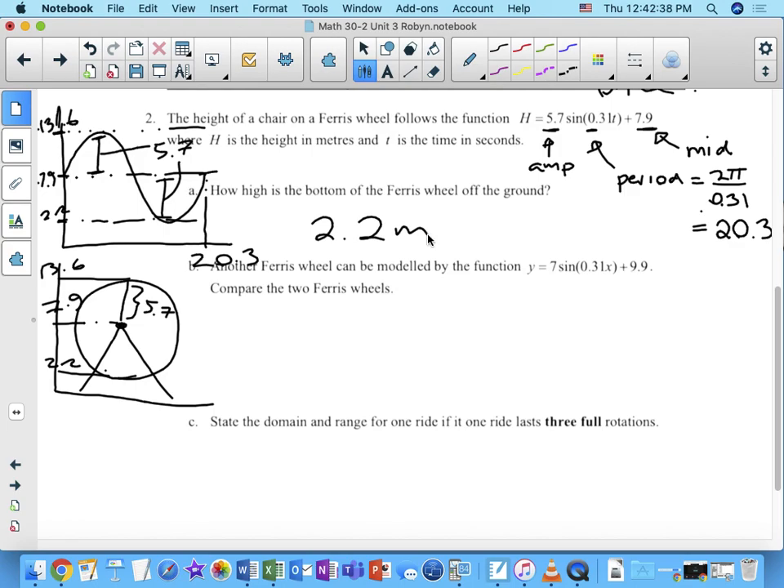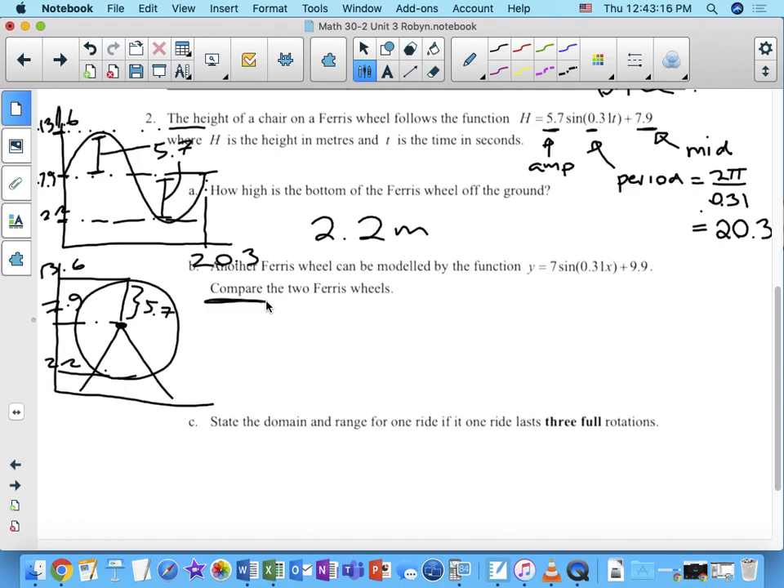Yeah, amplitudes. What else? Midlines. What else? Periods. Yes. So compare the parameters. Okay? Compare the two Ferris wheels. Well, we need to compare the parameters in context to the wheels. Right? So we have to think about parameters in this particular context, they mean something about the wheels. And that's what we need to compare.